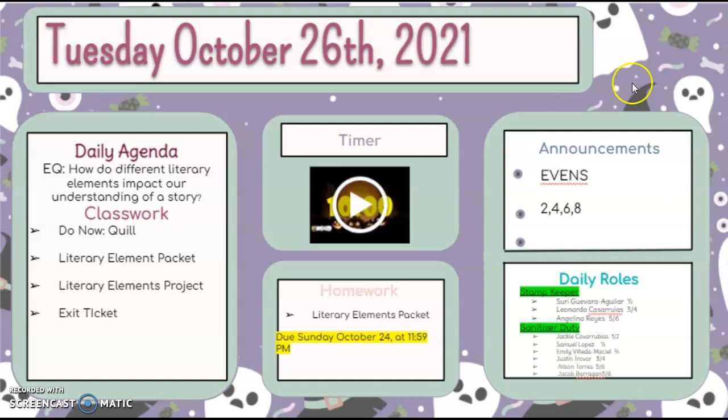For today, I had you guys focus on your literary elements packet because we needed to start rolling that out. I don't think we quite had time for it today for our literary elements project, but we will get into that. Today is evens. Here are our daily roles. Our homework continues to be that literary elements packet.